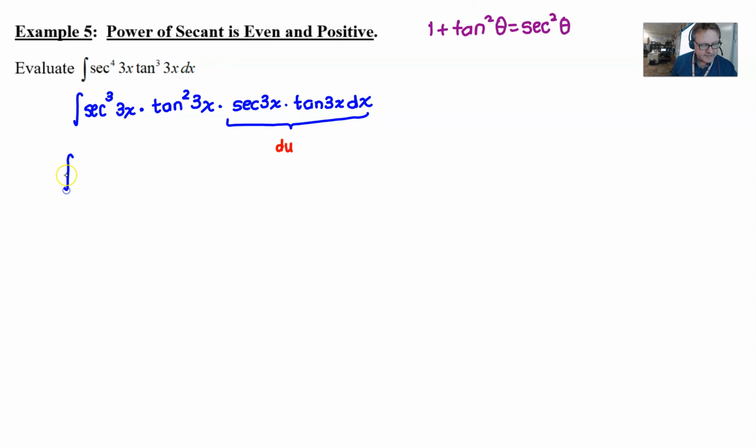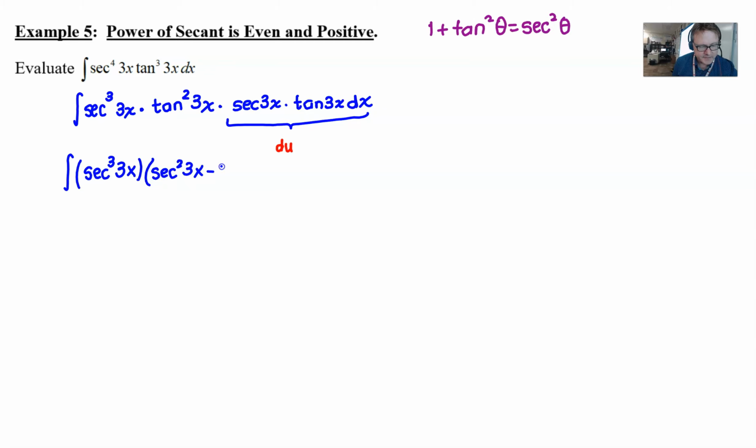So if I rewrite this, I now have secant cubed of 3x multiplied by, let's do that again, secant squared 3x minus 1.